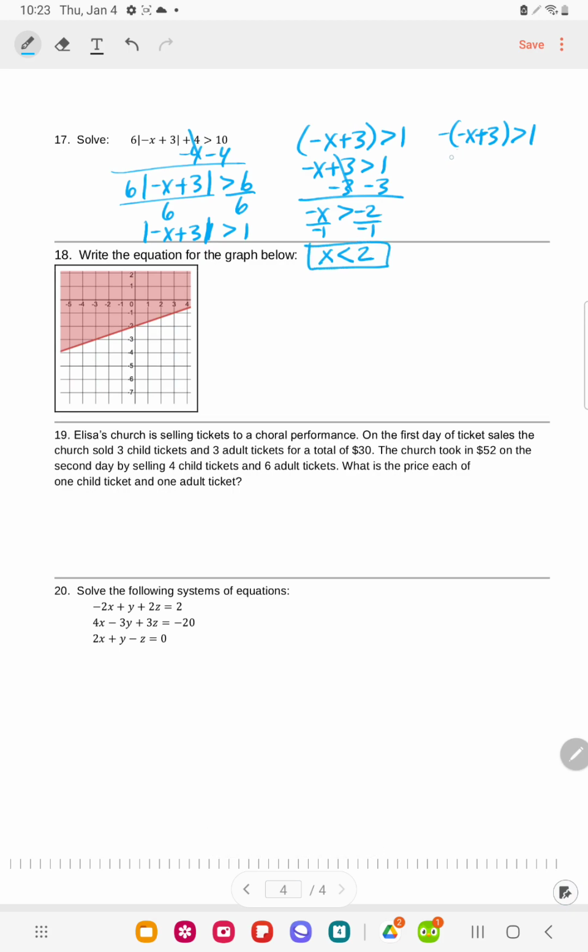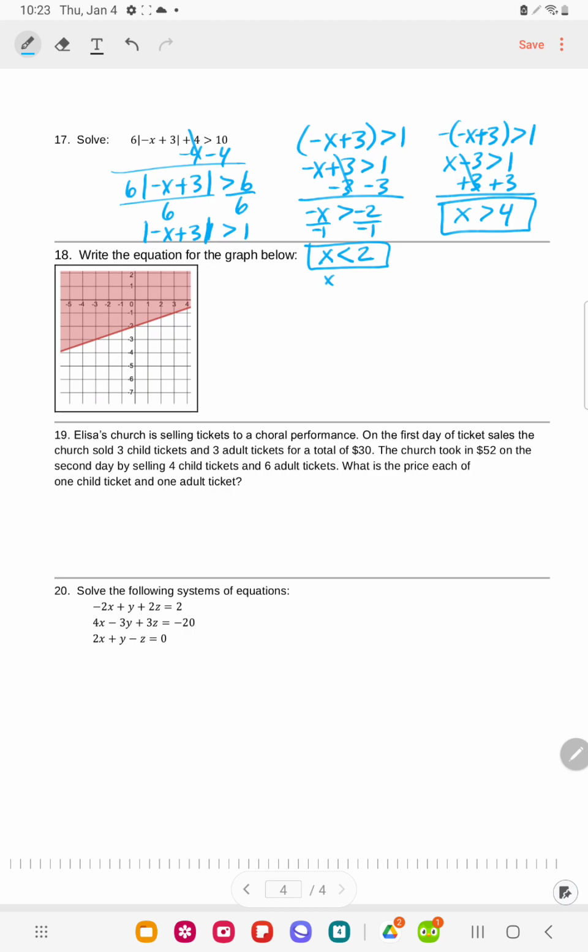And then for the other solution, we distribute the negative sign in front of the negative x plus 3, which gives us positive x minus 3 is greater than 1. Then we add 3 to both sides, and we get x is greater than 4. So just to check if our answers are correct, I'm going to plug in x values.